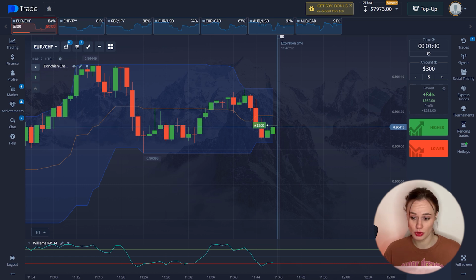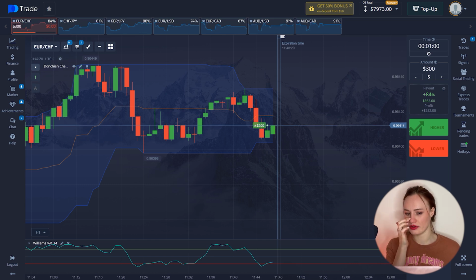Everything is also simple with the second signal. After all, this signal from Williams, namely this line, came out of the oversold zone, breaking through the -80 level and continued to grow. It seems to me that there is nothing simpler than such a signal.